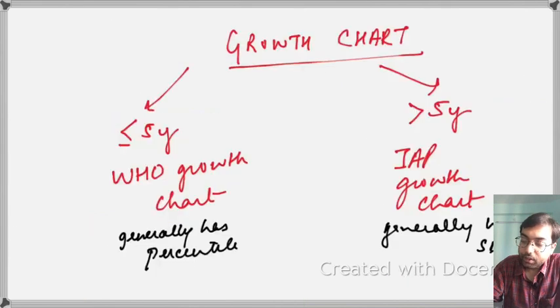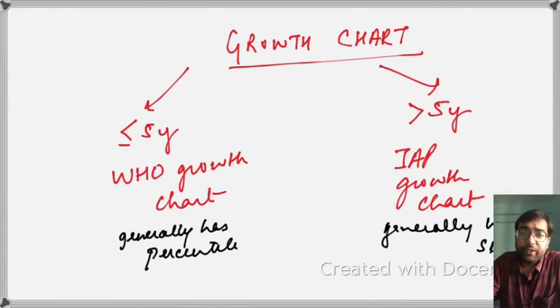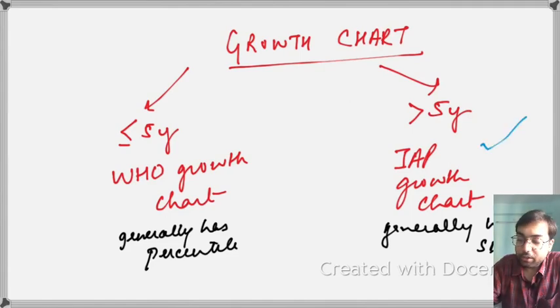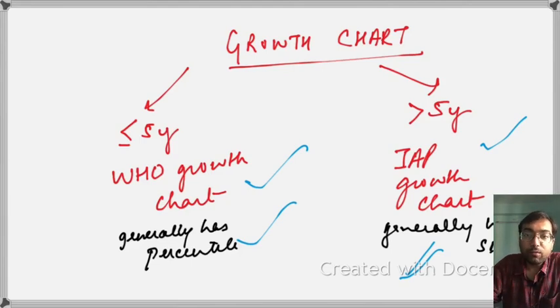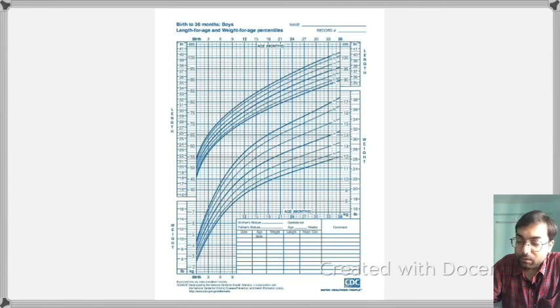Okay. Now we just have to finish it off. We must know what the growth charts are. We have to use growth charts on a daily basis to know whether the child is having normal growth or abnormal growth. So in children less than 5 years or 5 years of age, we use the WHO growth chart, and in more than 5 years of age, we use the Indian Academy of Pediatrics growth chart. Okay, you just have to know one thing, that in the WHO growth chart there are mainly percentiles, and in the IAP growth chart there is mainly standard deviation. Okay, and you must be thinking, what is percentile, what is standard deviation? So it is very easy. You can see from this chart.